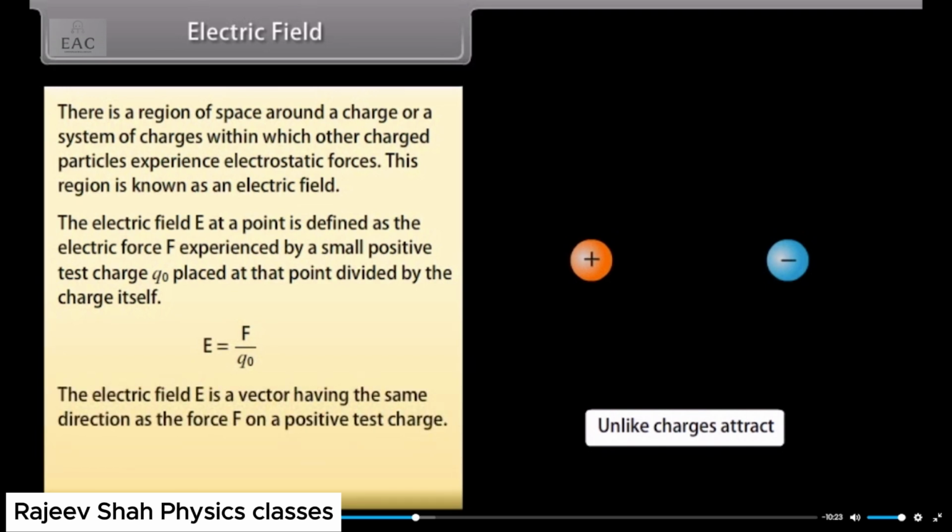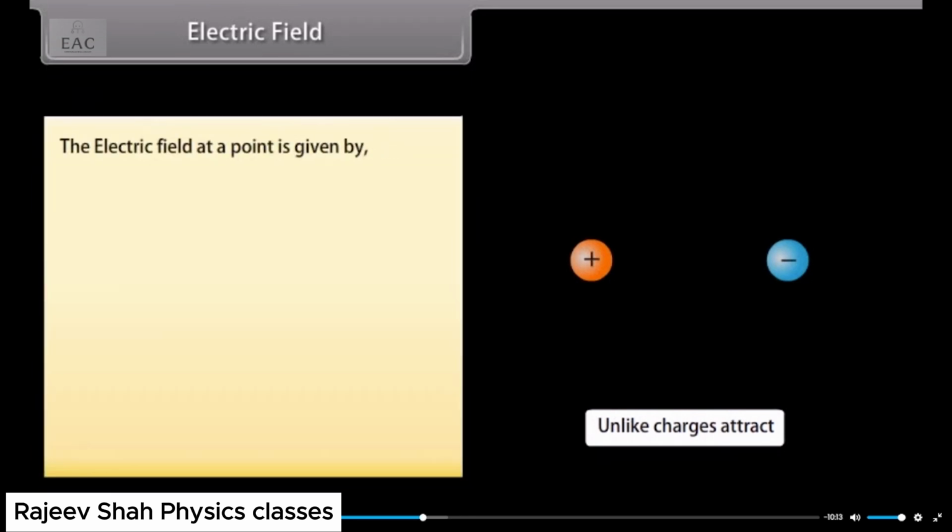The electric field E is a vector having the same direction as the force F on a positive test charge. The SI unit of electric field is Newton per Coulomb. The electric field at a point is given by E is equal to 1 upon 4 pi epsilon naught multiplied by Q upon r square into r cap.